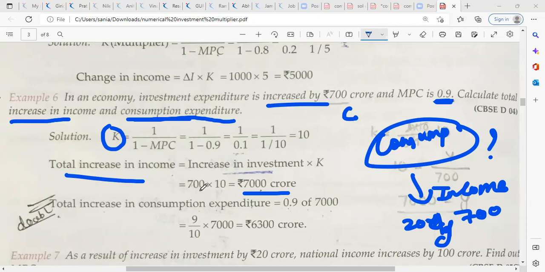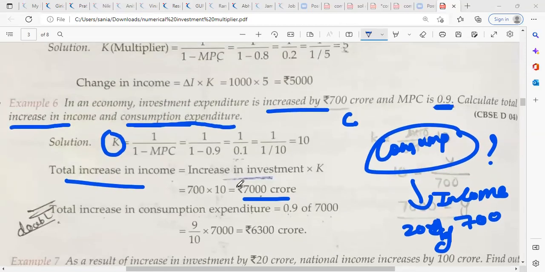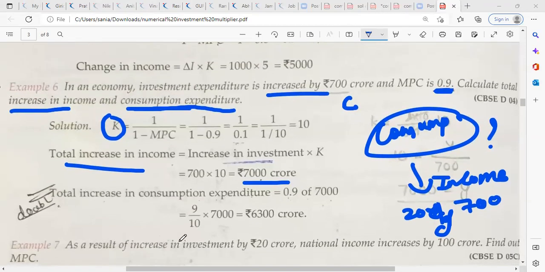Okay. I think everyone wrote it, right? So now this question. As a result of increase in investment by 20 crore, national income increased by 100 crore. Okay, you have to find MPC quickly.